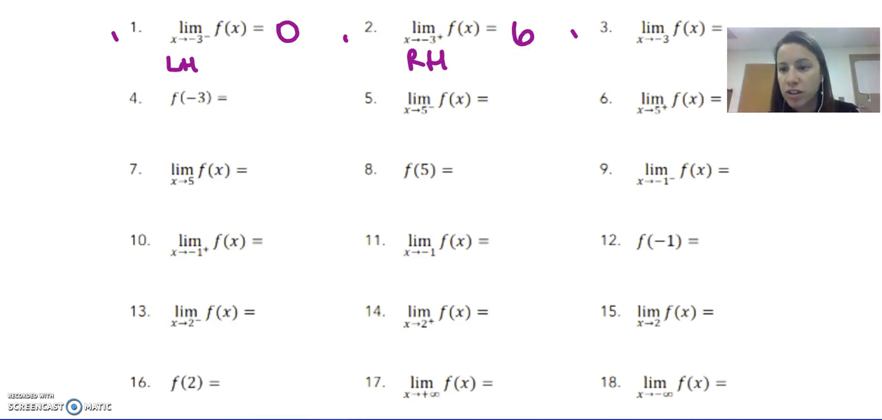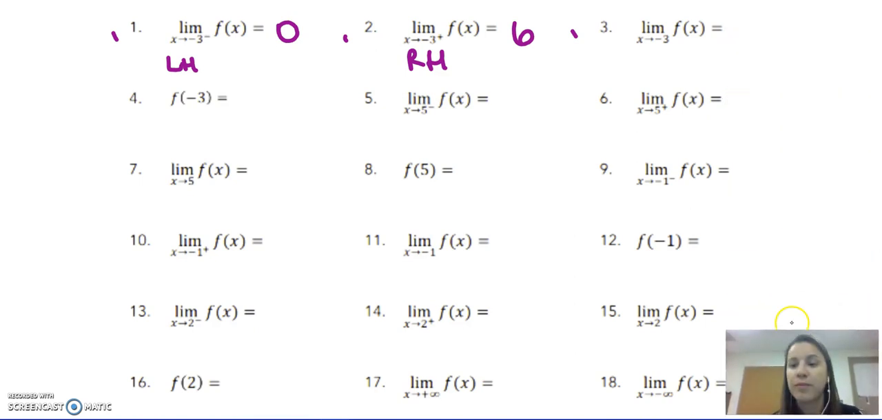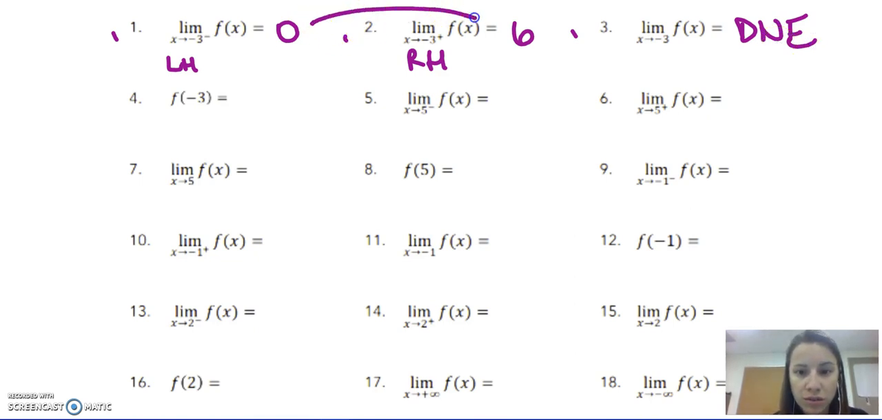So then the question is, what is the limit at -3? Well, the limit does not exist in this case because these two are not equal. The only way for the limit to exist at a specific place is for the left hand and the right hand limit to be the same. Okay? So, speaking of -3, what is the function value at -3? That's what number 4 is talking about.